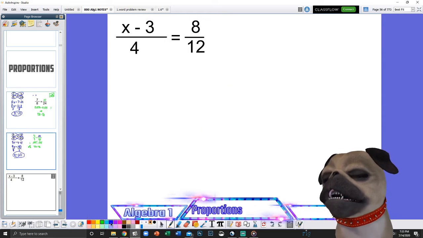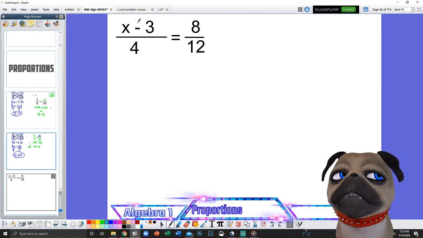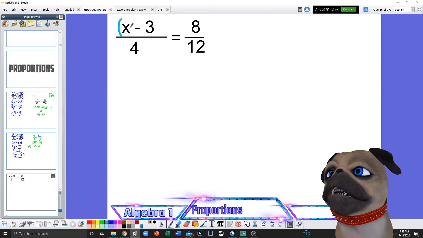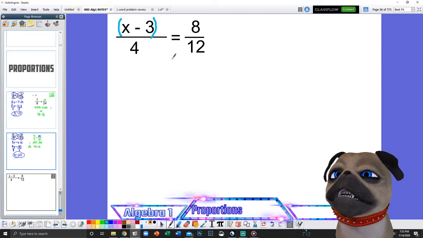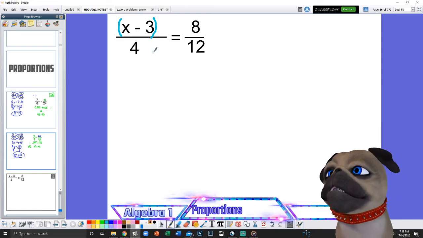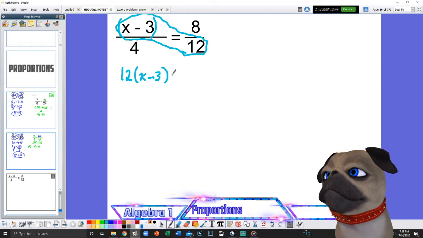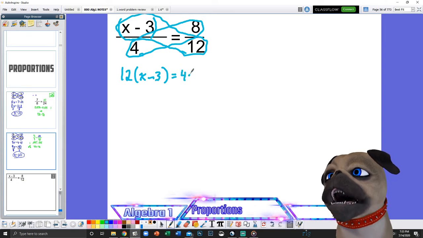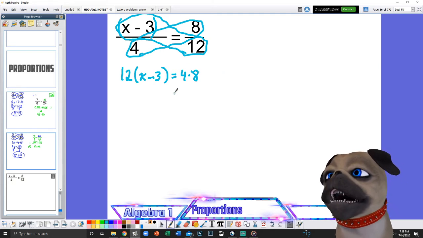Okay, now there's a trick to this one, so pay careful attention. If you have a minus or plus sign, you must put these in parentheses. If you do not put them in parentheses, you will not get the right answer. Alright, so here we go. Let's put the 12 and the x minus 3 together, and the 4 and the 8 together. And it does not matter which side that you put these on. So I could do 4 times 8 here, and 12 times (x minus 3) goes right here. It's the same. Alright, so 4 times 8, that gives me 32.